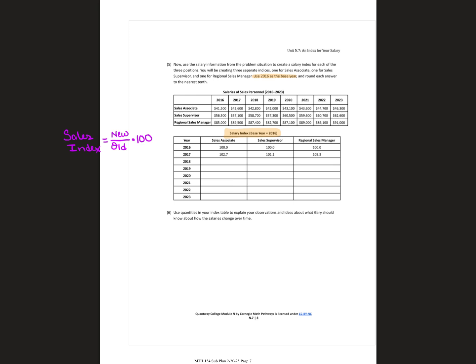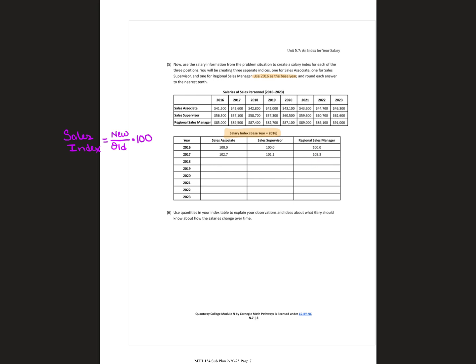In this table, we're going to be using 2016 as our base year. It wants us to find the information for the sales associates, the sales supervisor, and the regional sales manager for each of those years. Using this table, we're going to rewrite those values using the salary index and base them off 2016. The reason 2016 is 100 for all of those is that if you compare it to that starting base year, you're going to get 100%. So go ahead and take a minute, pause the video, and using this formula, figure out each of these values.